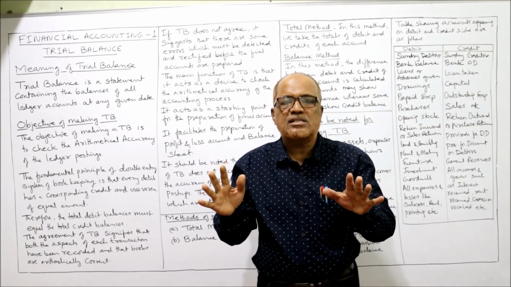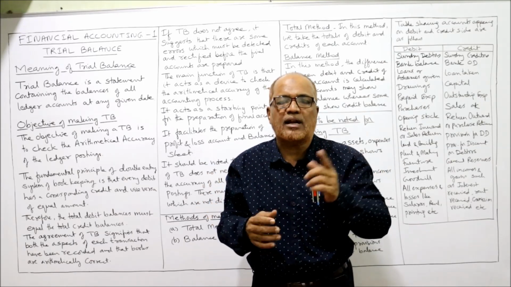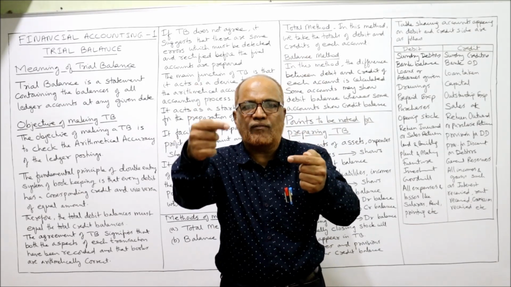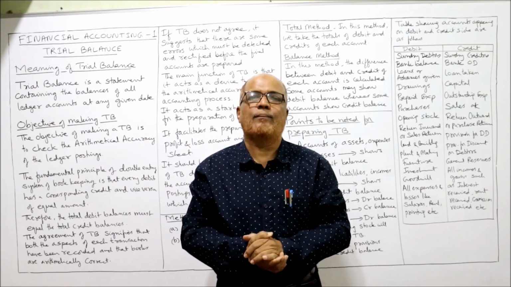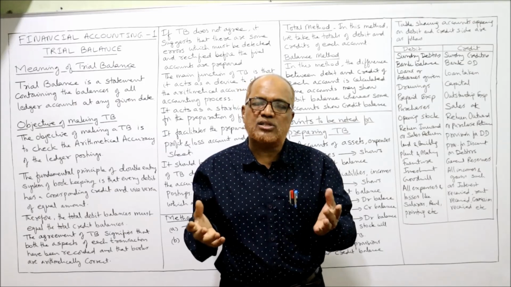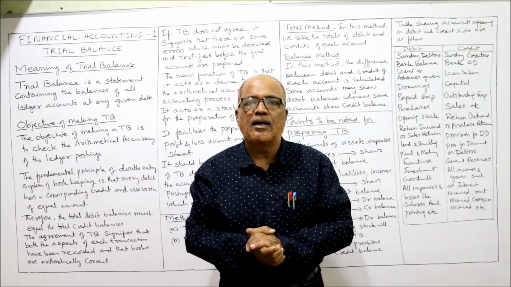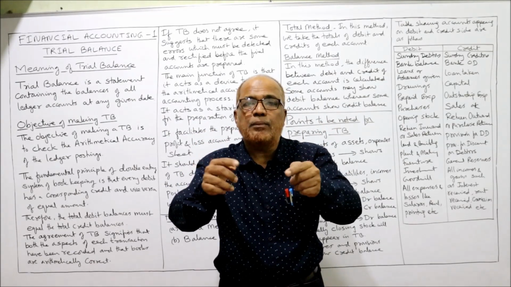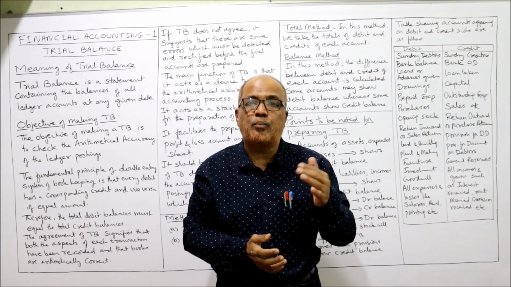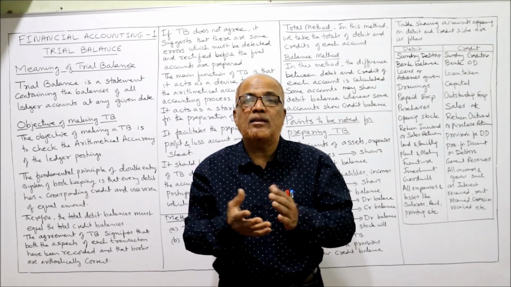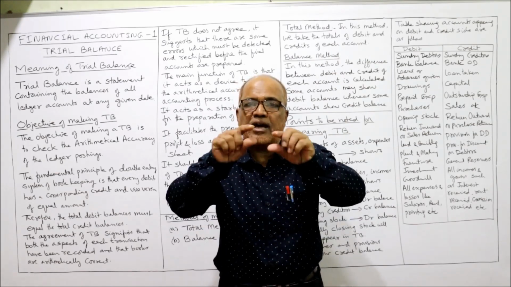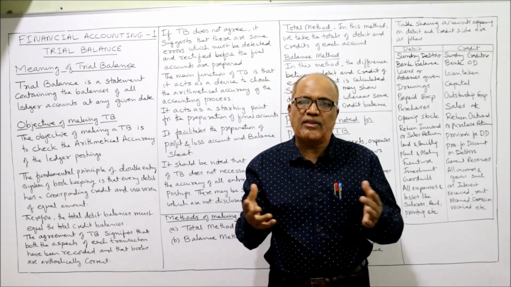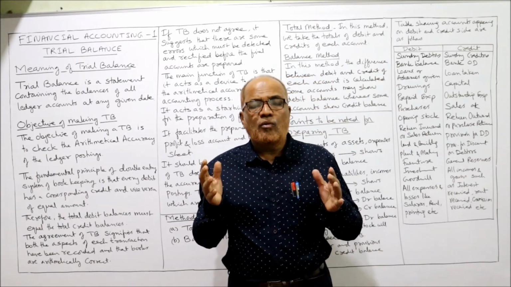If there are no mistakes at all in recording the transactions, in posting the transactions, then definitely the total of debit and total of credit will tally, will be equal. In that case, the trial balance is tallied. We can go ahead in making the financial statements. If the totals of debit and credit are not equal, that means there are some errors in posting. Then we have to locate the errors, rectify the errors, make the trial balance tally, and only then should we go to prepare the financial statements. That is the procedure.